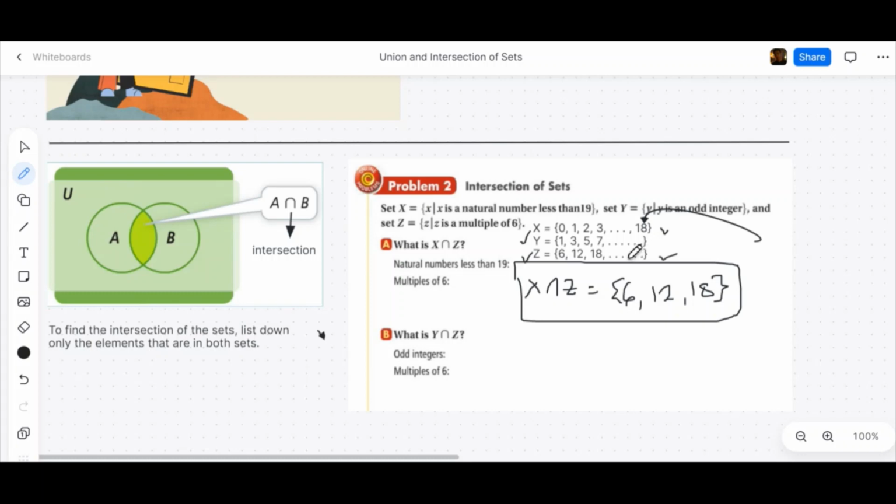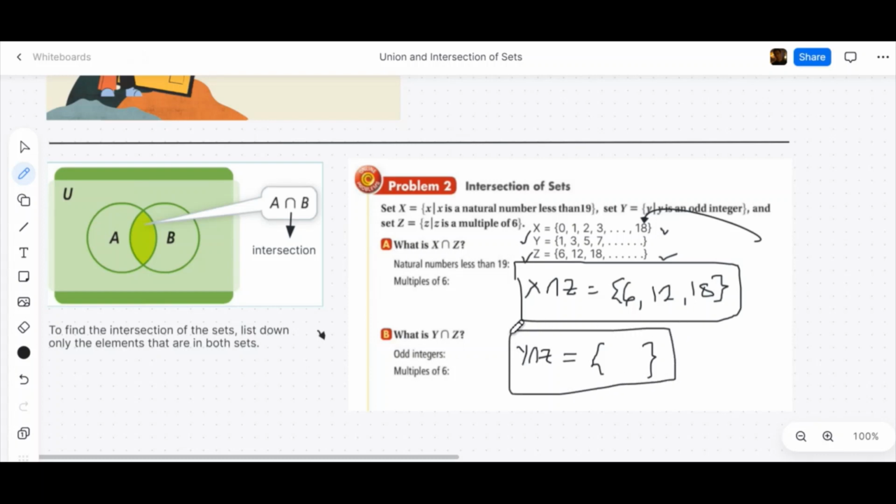Even though they continue infinitely this time in here, they will never have any common elements. So to answer Y intersection Z, it has to be nothing. They don't have any common elements. So therefore, we can just answer this way.